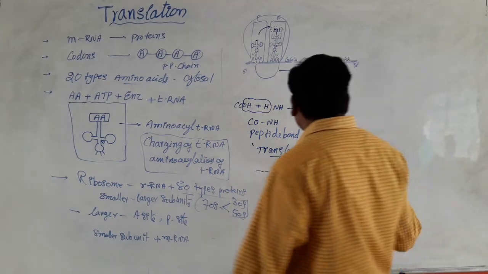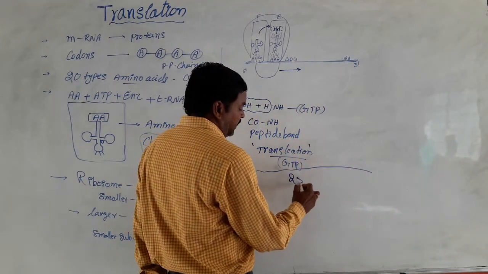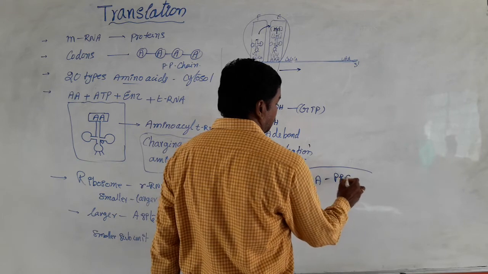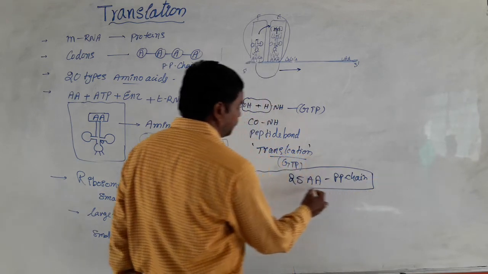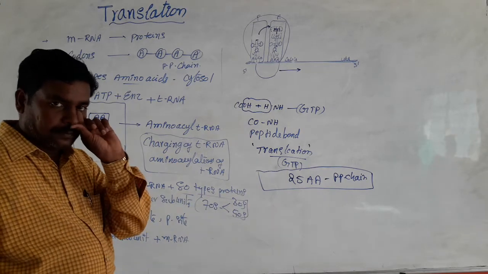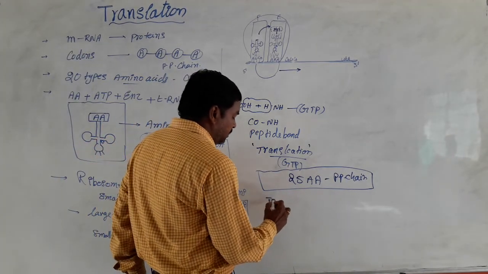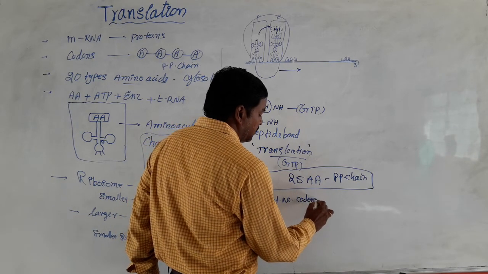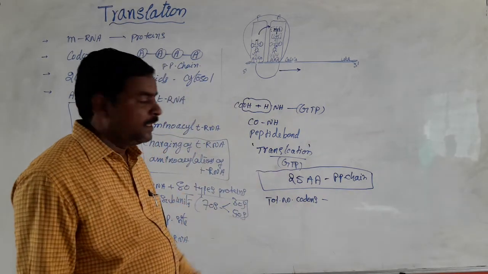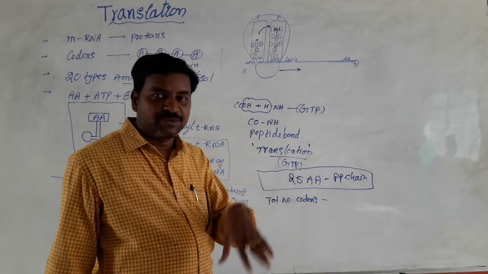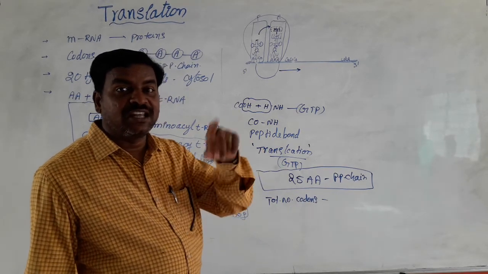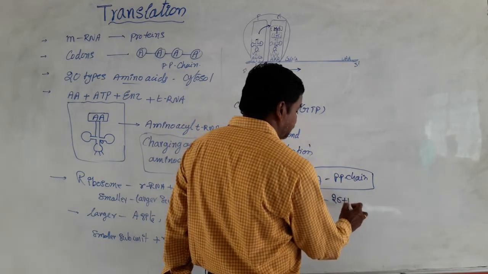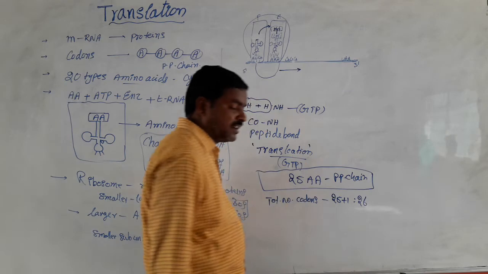Okay, students, for example, one polypeptide chain is formed by a total of 25 amino acids. What is the total number of codons present in mRNA? 25 amino acids require 25 sense codons. To terminate the process, one additional stop codon, any stop codon, is required. 25 plus 1, that is 26 codons are required.